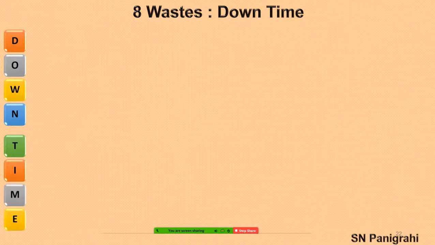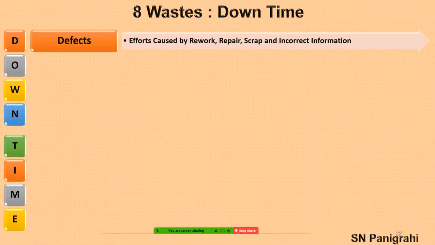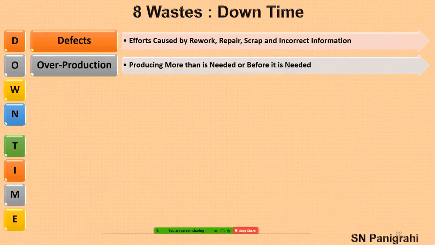The first D talks about defects or errors. So the first waste is defects and errors. Whenever a defect happens, we have to do rework or repair or scrap it. Therefore it is a waste. So defects is the first waste. Then there is overproduction. Overproduction leads to unnecessary consumption of resources, and it is not taken by the customer, therefore it goes into inventory, which is a waste.